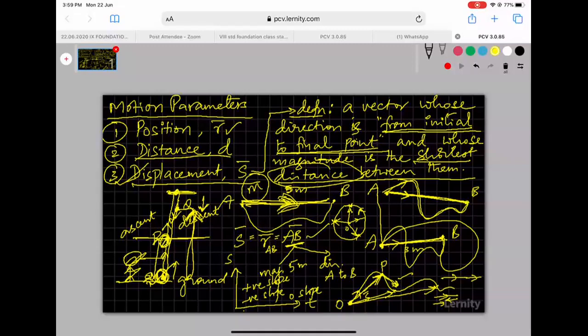So try to take a screenshot of the screen if you want. I'll wait for a small time. Done? I'm clearing the board now.